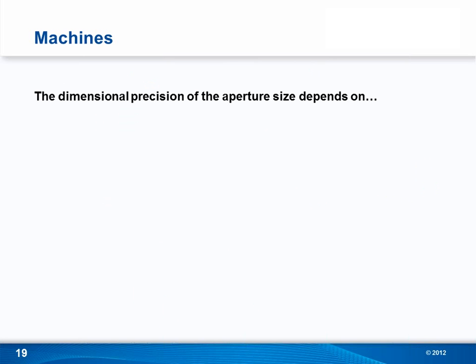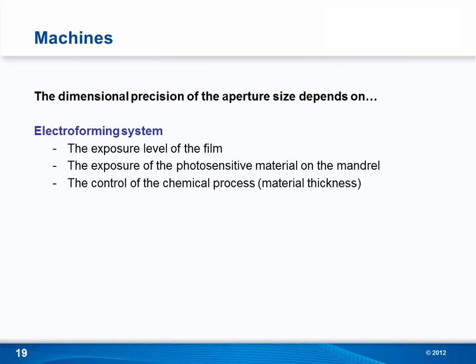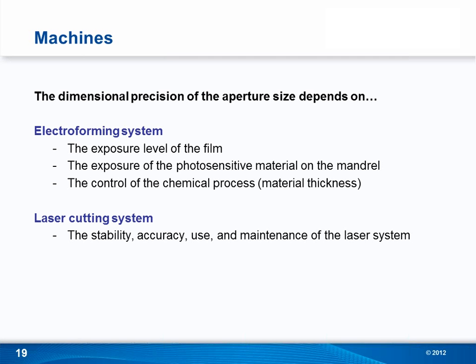So as far as the equipment and the machines go, in the electroforming process, the first 2 steps that I mentioned impact the aperture size. That was the photo imaging of the mandrel and the preparation of the photo. And the third impact there was the chemical process, which had to be tightly controlled. In a laser system, it's the system's use and maintenance that impact the aperture size precision.